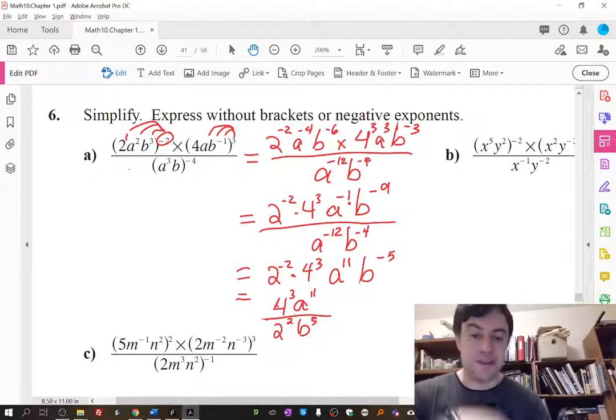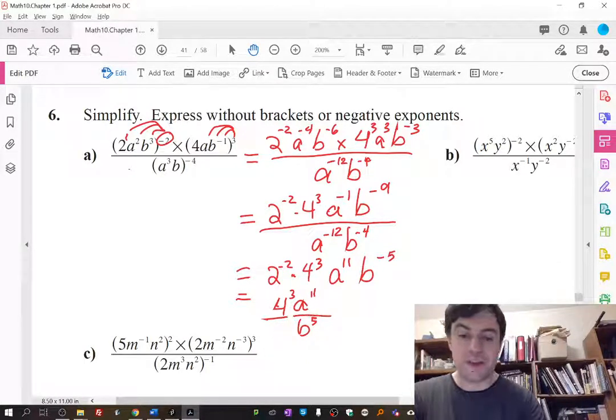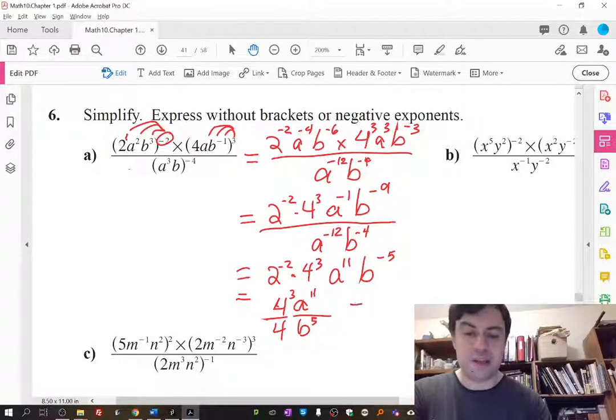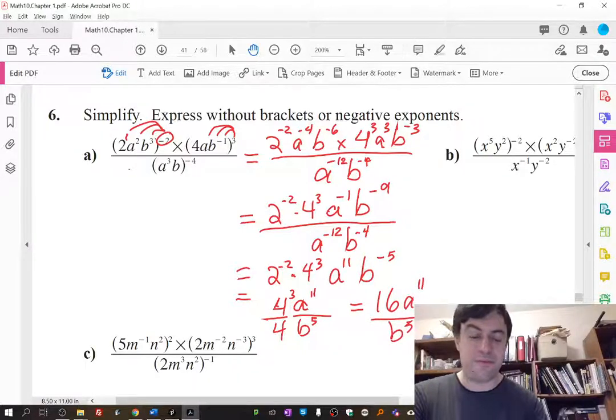And we're still not quite done here. I can see that 2 squared is actually 4. Right? That's actually 4. So I have 4 to the 1 on the bottom, so I can further simplify that. So I could get 4 to the 3 minus 1 gives me 4 squared, which is 16 a to the 11 over b to the 5.